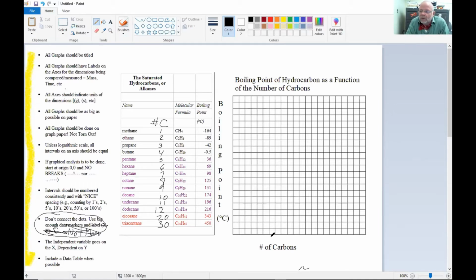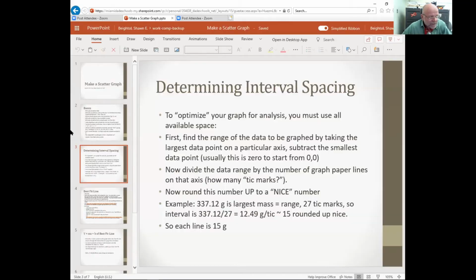Point number 4 is the hard one. It says to make the graph as big as possible on paper. In other words, I don't want to see a little graph that looks like it's in that area. That's not what I want. I want this graph as big as possible. These are the instructions. The PowerPoint on graphing contained the instructions on how to make the graph as big as possible.